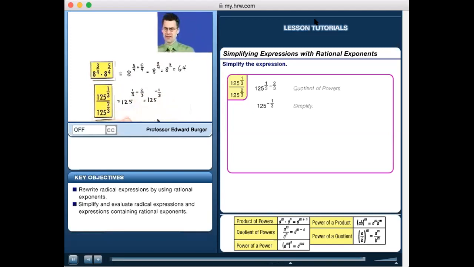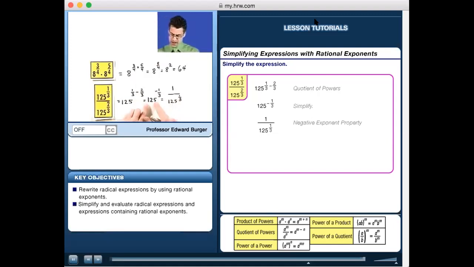What does a negative exponent mean? Well, that, remember, means that we take a reciprocal. So 1 over 125 to the 1/3. Boy, there are so many ways to make mistakes here. I can't even list them all. For example, here's a great mistake.